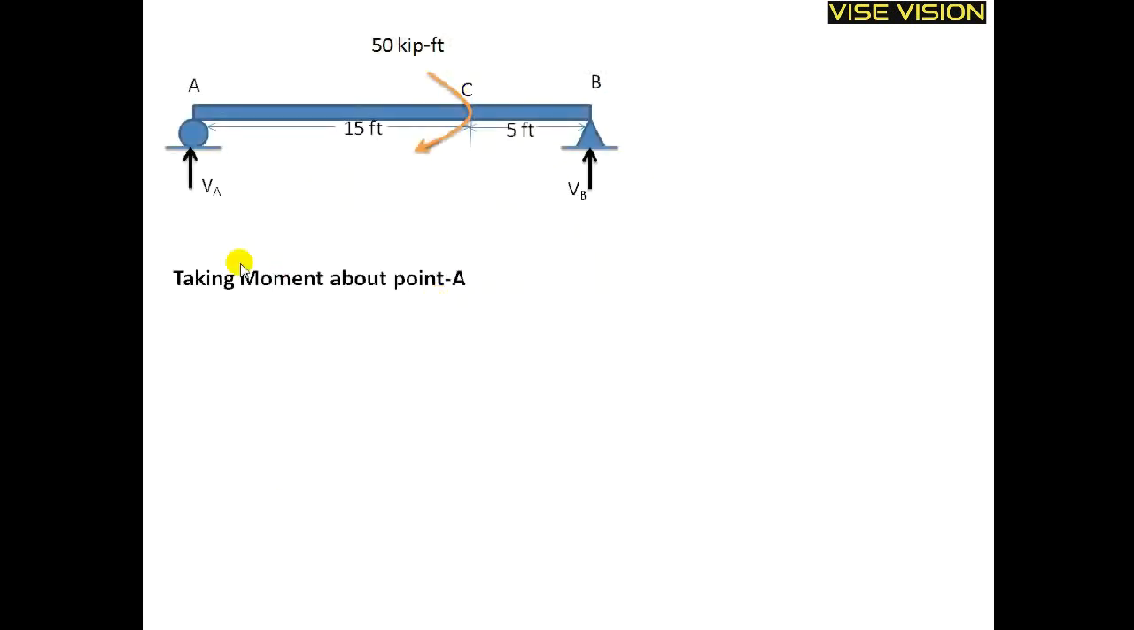So what I will do, I will take the moment at point A. This is my point A, and the summation of the moment is equal to 0, and counterclockwise moment is taken as positive and clockwise moment is taken as negative. The moment is equal to force into moment arm. This is my point A about which I am taking the moment. This VB is the force and 20 is the moment arm of this VB about point A. Moment arm is the perpendicular distance between the point of application of the force and the point where we are taking the moment. Here 20 is the moment arm for this VB.